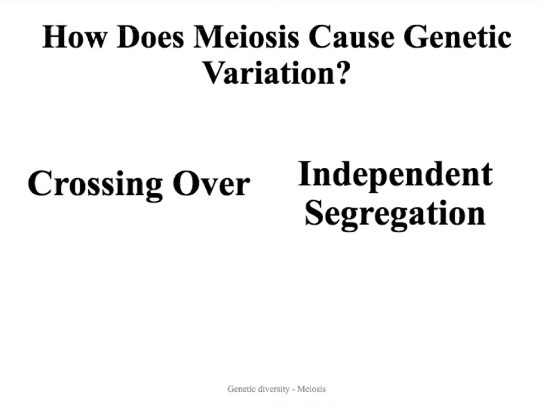So the 2 most important things you need to understand about meiosis are, first of all, be able to describe the process, which we've just talked about, and secondly, how meiosis causes genetic variation, and it's 2 answers, crossing over and independent segregation. So we're going to go through how that happens now.